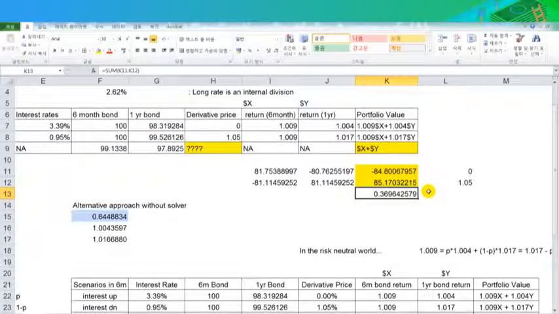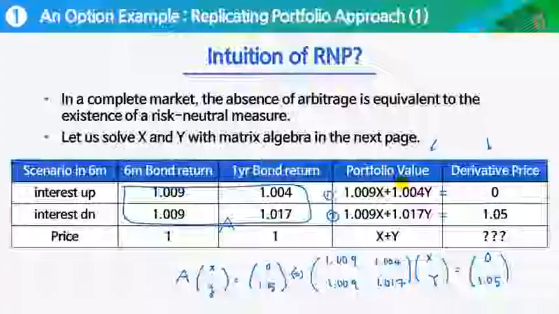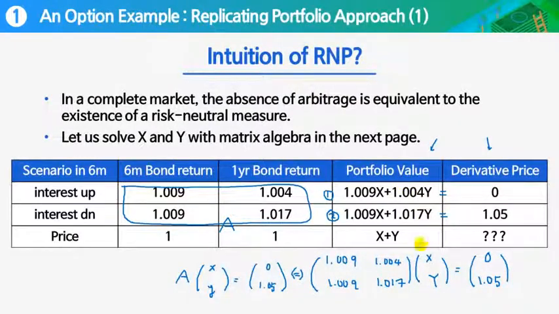Actually, if you remember, this number is exactly the same as the number in the previous class. So here we just did matrix algebra and we got x and y, and summing x and y, we have this derivative price.